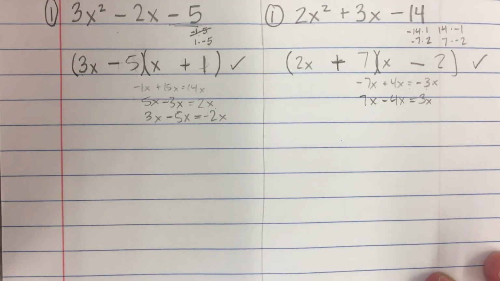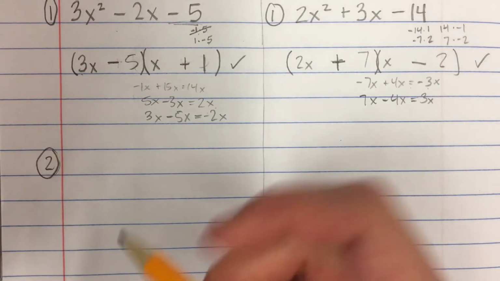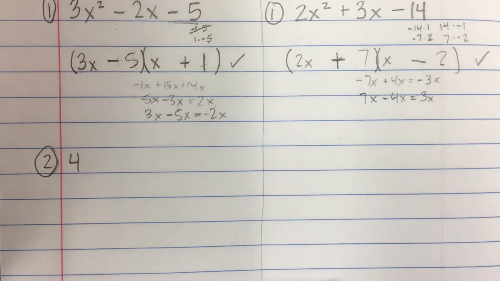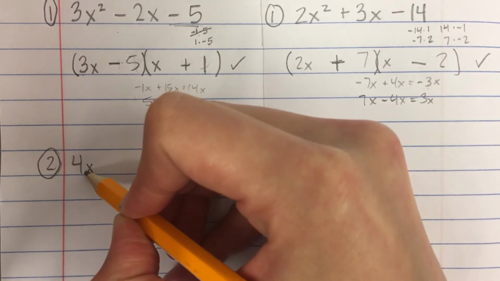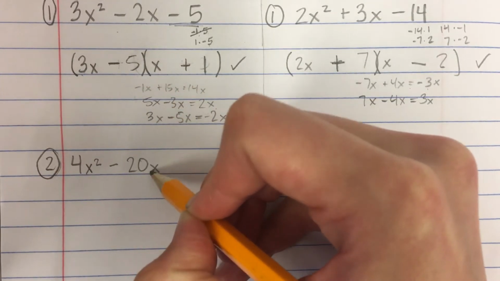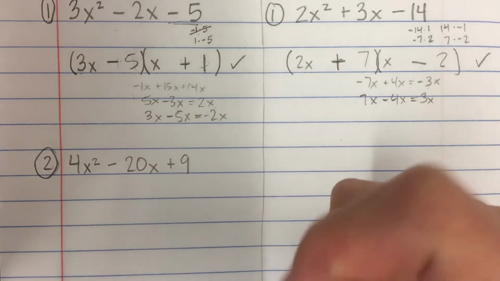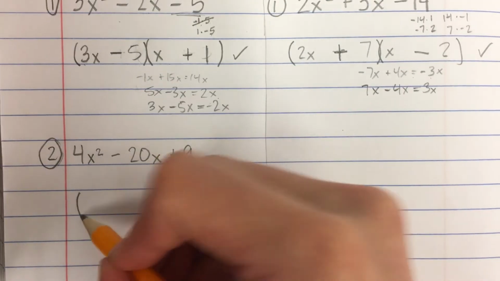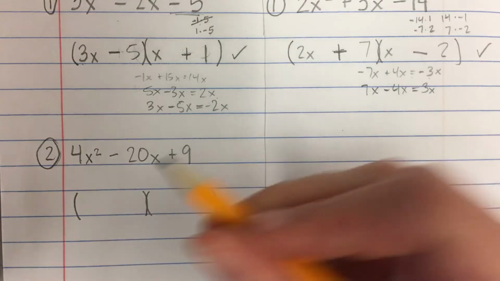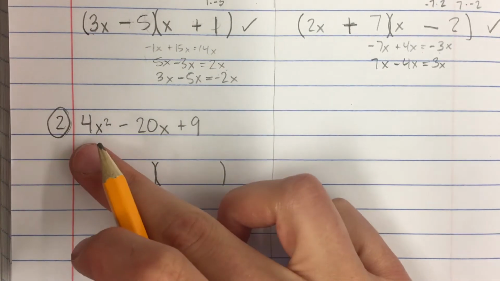Okay, and here, I'll just leave this like this. So example number 2. X squared minus 20x plus 9. Okay, so here I noticed something interesting, which is that these two numbers are both positive, but this number is negative. Okay, so this one is a hard problem.